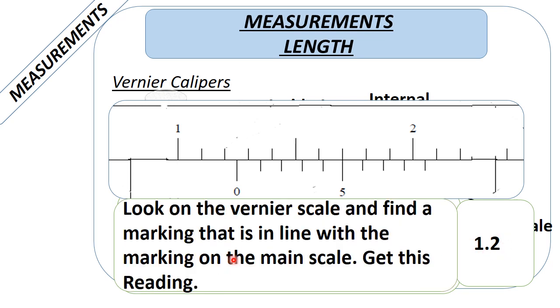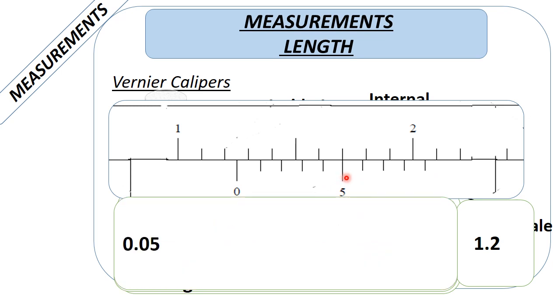The second step is to look on the Vernier scale and find a marking that is in line with a marking on the main scale. Get this reading. So you go on the Vernier scale and look for these markings. There's one which is in line with the markings on top. It's this one. They are forming a straight line. So you get this reading, which is 0.05 centimeters. That's how these readings are read. This is actually 0.00, 0.01, 0.02, 0.03, 0.04, 0.05, 0.06, just like that. So this marking here is 0.05. We can record that also, 0.05 centimeters.